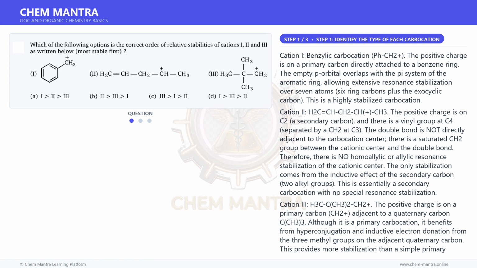The only stabilization comes from the inductive effect of the secondary carbon's alkyl groups. This is essentially a secondary carbocation with no special resonance stabilization.